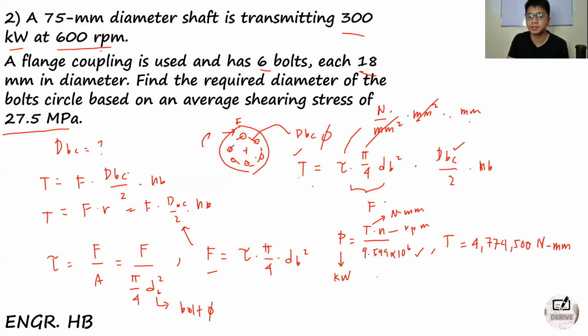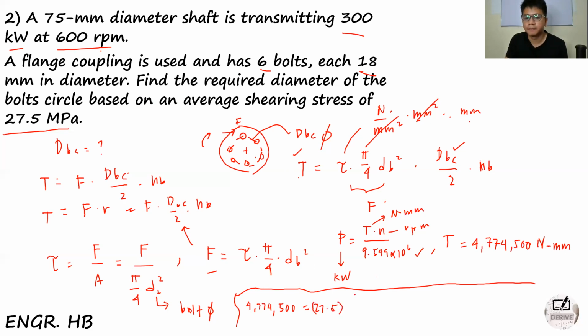So ayan, direct sub na lang tayo. Parang hindi na tayo magbura, no? So ang torque natin is 4,774,500 is equal to average stress 27.5, times pi over 4, diameter ng bolt 18 squared, times DBC, divide 2, and multiply by the number of bolts which is 6. So yun, makukuha na natin si DBC.